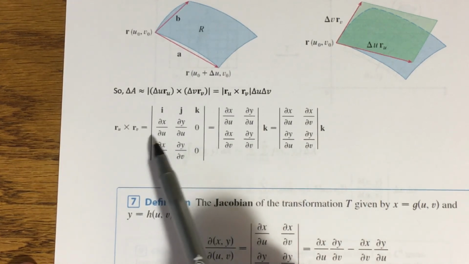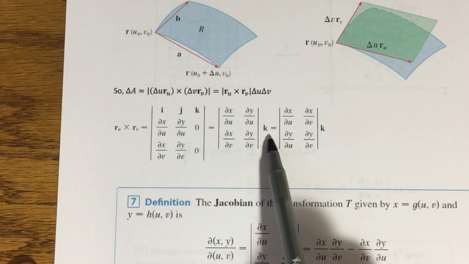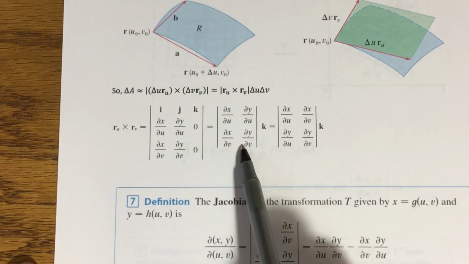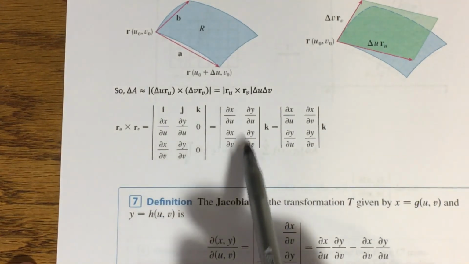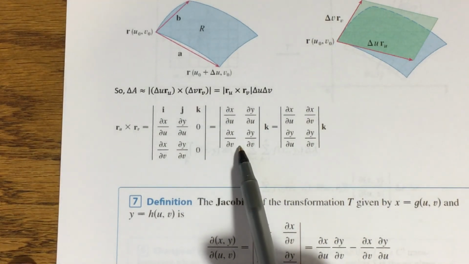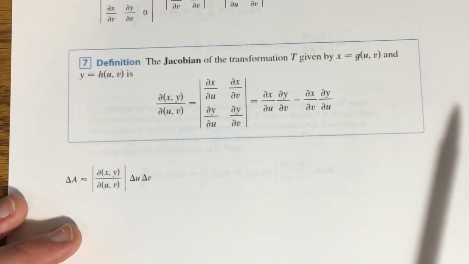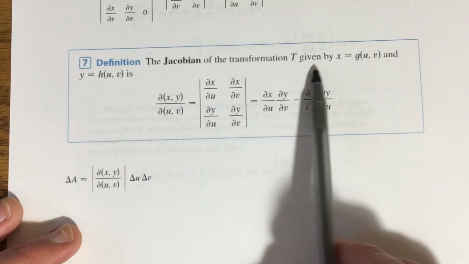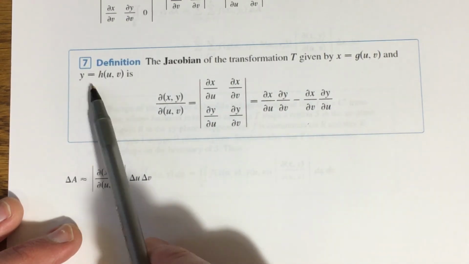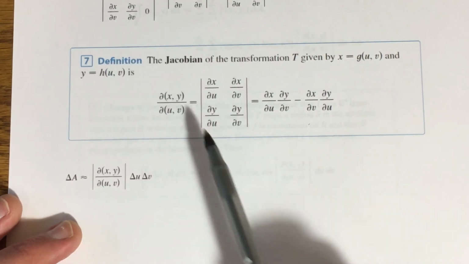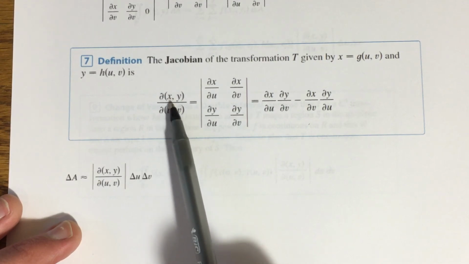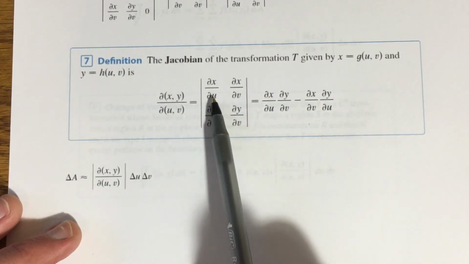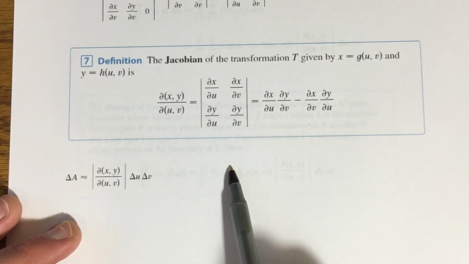So the cross product is going to point in the direction of k. And the k component is going to be this determinant right here. This determinant is what we call the Jacobian, and we have a definition for it down here. So the Jacobian of a transformation T given by x equals g of u, v and y equals h of u, v is given this notation. It looks like a partial derivative, but with x, y, and u, v here. And it represents the 2 by 2 determinant with these partial derivatives of our function.